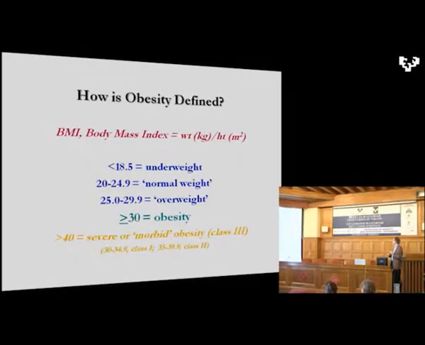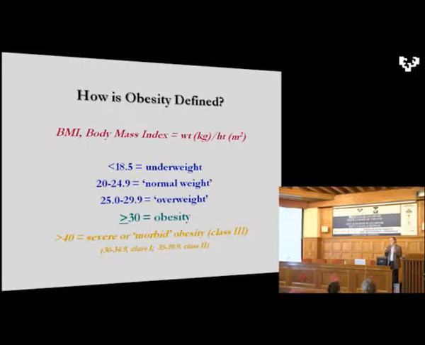The definitions that are normally used are that if you have a BMI less than 18.5, then you're underweight. If it's 18.6 to 24.9, then you're normal weight. If it's 25 to 29.9, you're overweight. And if it's 30 or more, it's obesity. If it's more than 30, depending on who you are, it's described as severe or morbid obesity or class 3. And if you use the nomenclature of class 3, then class 1 is a BMI of 30 to 34.9, and class 2 is 35 to 39.9. So those are the internationally agreed definitions of obesity.